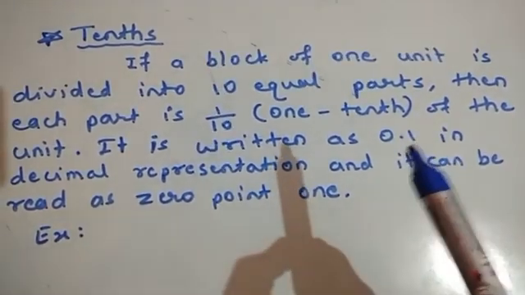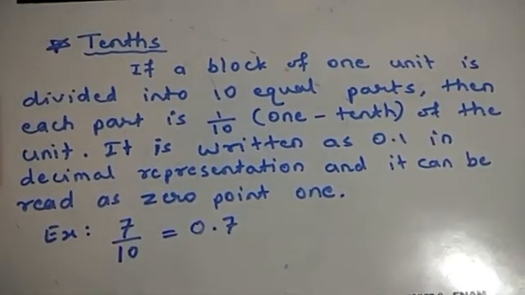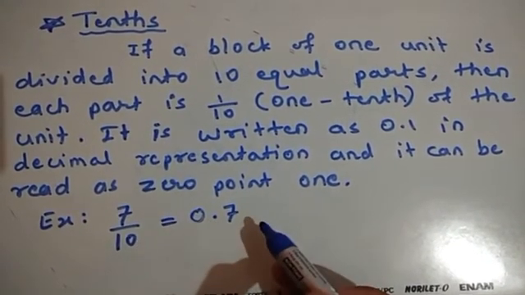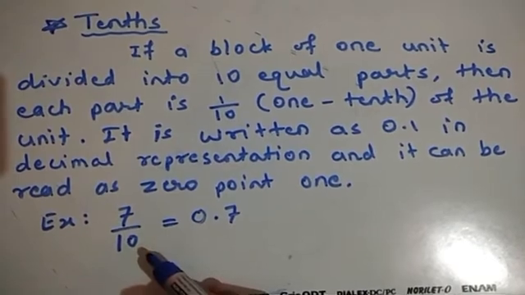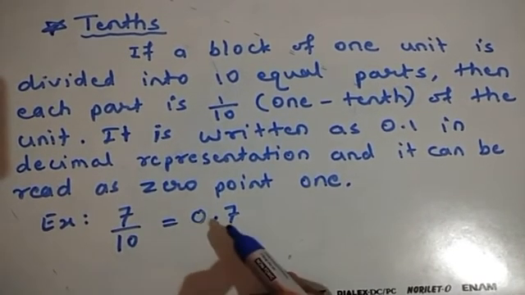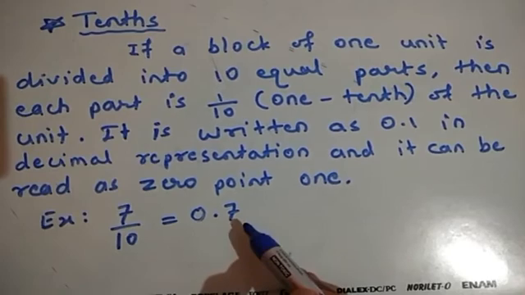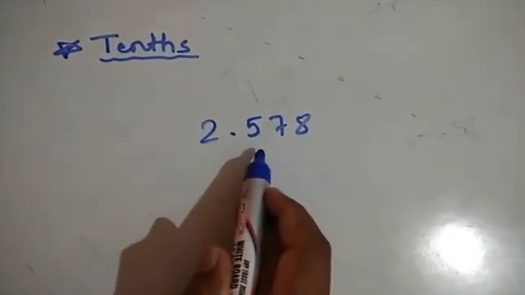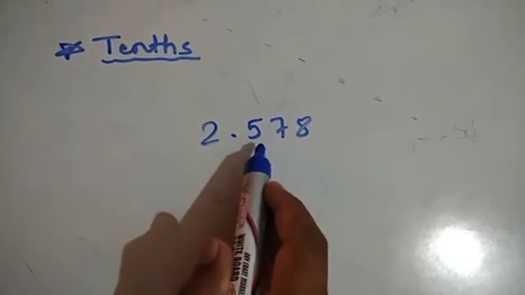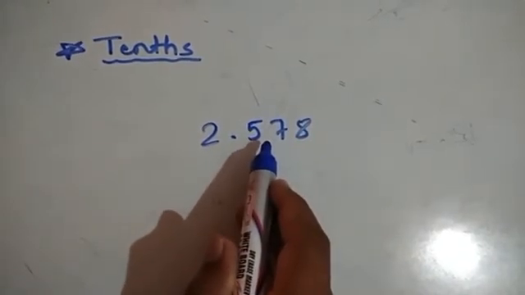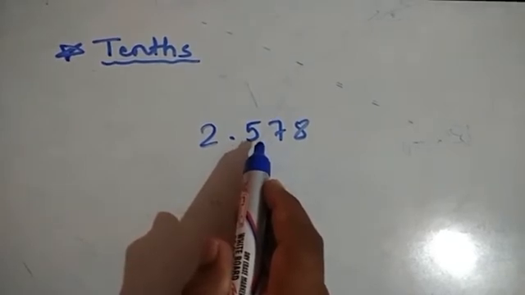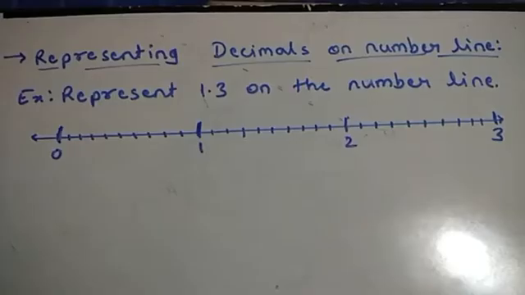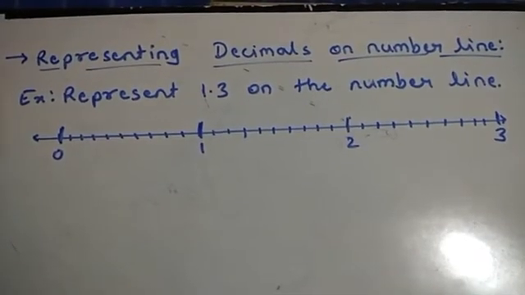See here, 0.1. See one more example. 7 upon 10 is equal to 0.7. Here we have 7 tenths. Therefore 7 tenths can be written as 0.7 in decimal representation. Students, remember the value of the digit at the first place after the decimal point is the tenths place value. Therefore, considering this, there are 5 tenths in the number 2.578.